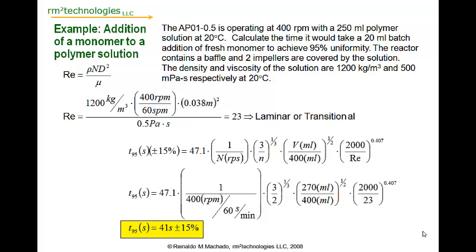From this, we use our correlation, and we know that we have two impellers and a volume of 270 mL, and from this we can calculate a T95 of 41 seconds. This can now be compared to the reaction rate time or the scale-up vessel characteristics. This is useful in identifying whether or not the reaction will occur before or after the mixing is complete.